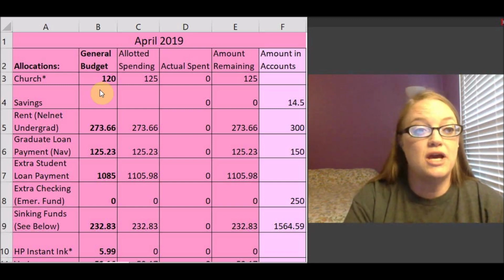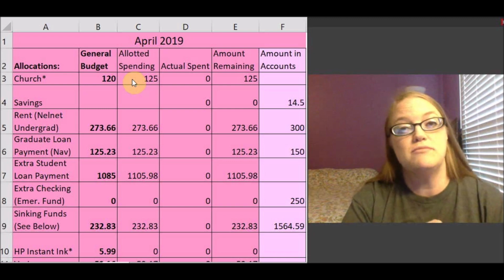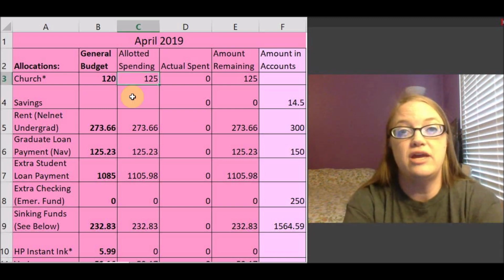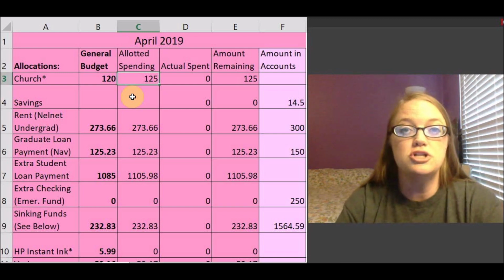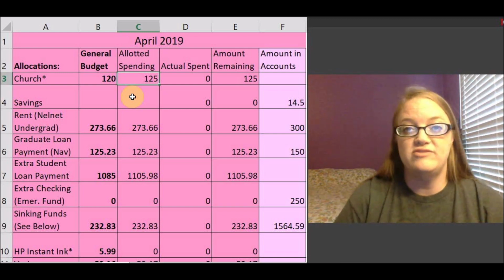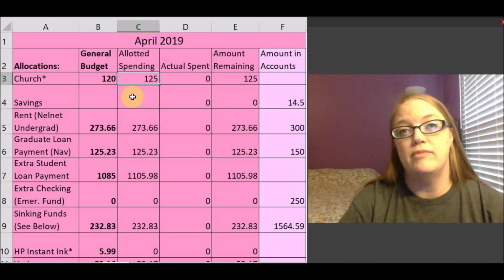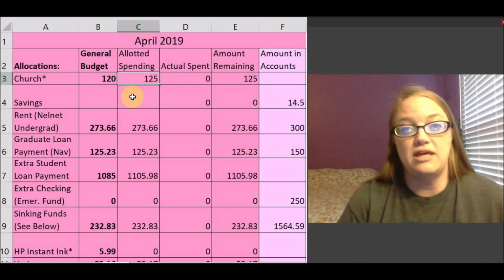The very first thing I'm going to do is change my church amount. Starting in April, I will be giving $30 a week to my church rather than the $25 a week that I had been doing. This was part of my goals at the beginning of the year.